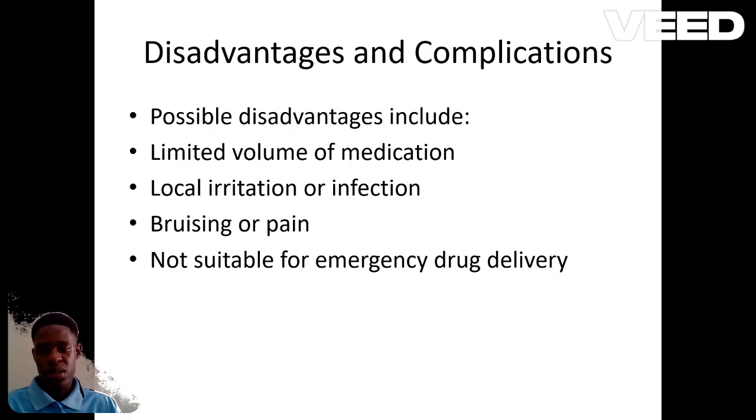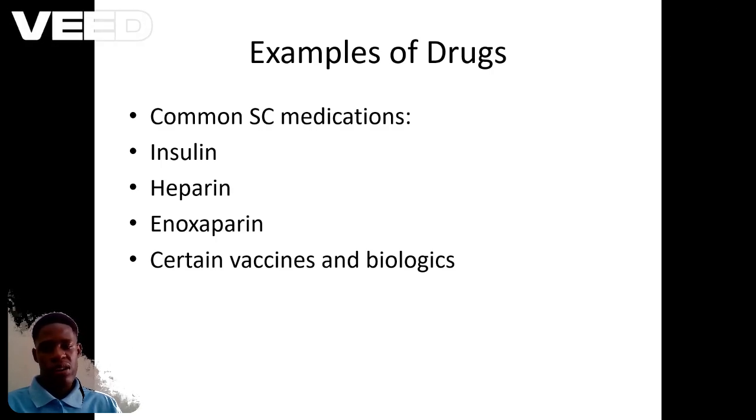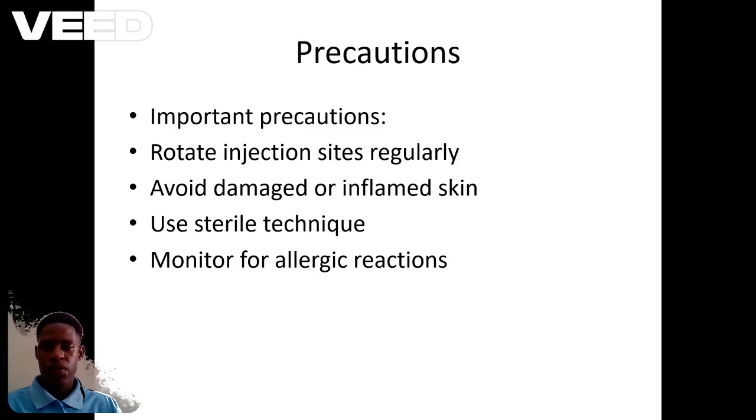Moving on to the examples of common drugs, you've got your insulin for diabetes, your heparin and enoxaparin for blood thinners to prevent blood clots. You've got certain vaccines, and then the precaution for giving this medication is that you must rotate the injection site. You must not use the same spot every day.